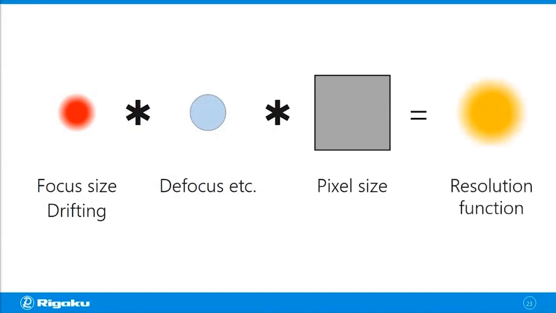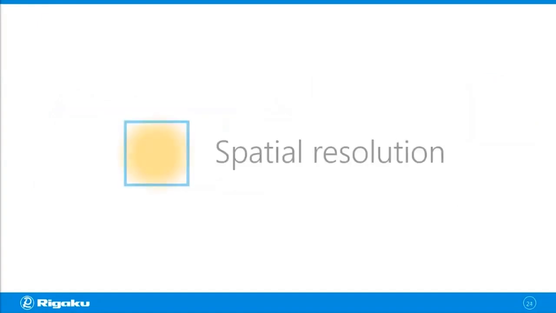But practically, it's actually easier to measure the resolution. You can measure what's called spatial resolution. And the spatial resolution is related to both the resolution function and the voxel size. And this spatial resolution more or less tells you the smallest feature size you can resolve with the setting you're using. So this is something you can measure or test.